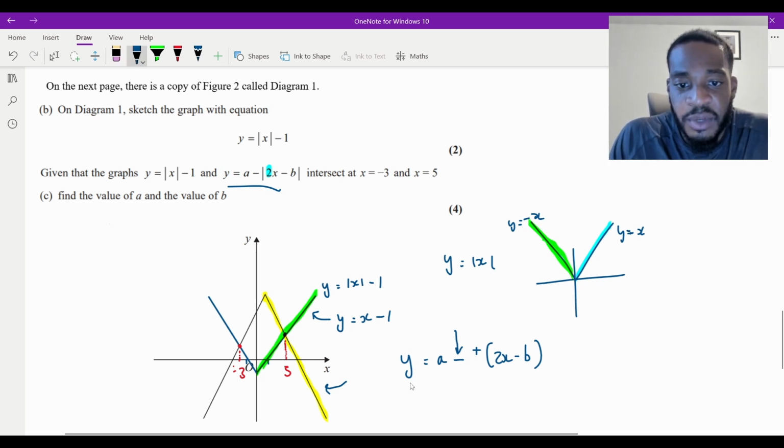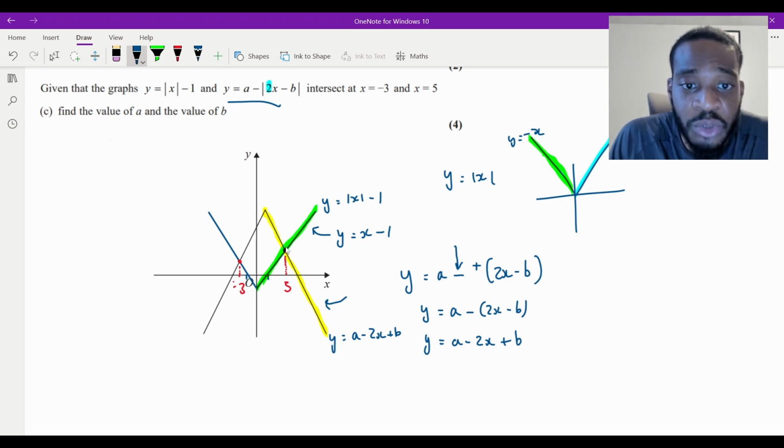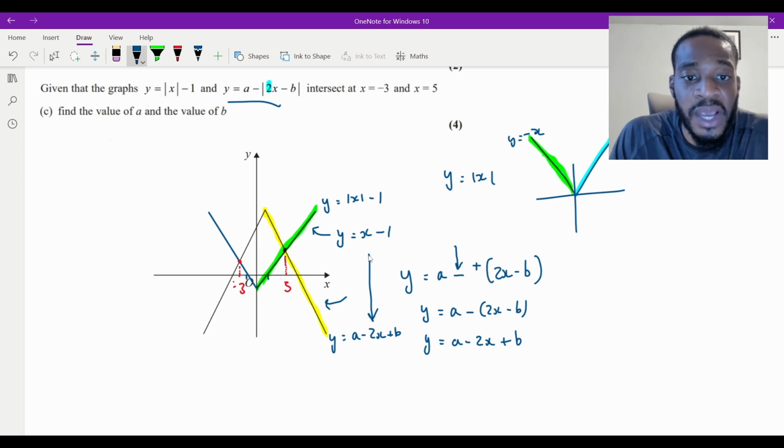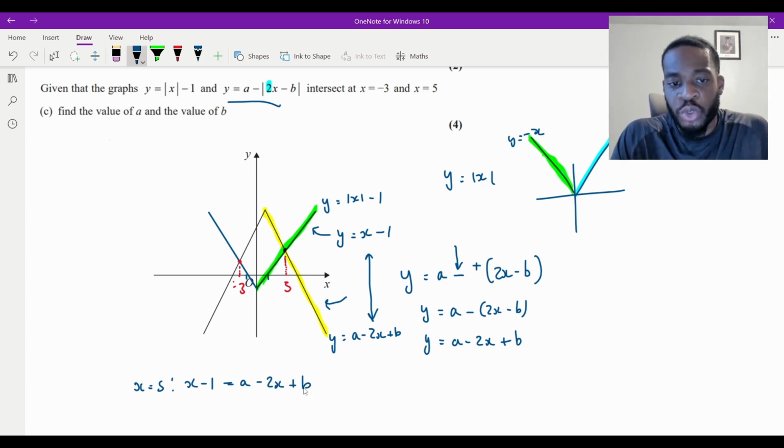So this graph here, if I just tally this up a bit more, it's going to be y is equal to a, and then that will just be minus 2x minus b. And then if I expand that out, that's going to be y is equal to a minus 2x plus b, isn't it? So this graph here is actually that one I write here. Y is equal to a minus 2x plus b. So the point of intersection with this one, where x is equal to 5, is going to be when I equate these two equations, isn't it? So I'm going to write, when x is equal to 5, it's going to be x minus 1 is equal to a and then minus 2x plus b. And I need to solve that, right? Which we'll do in a second.